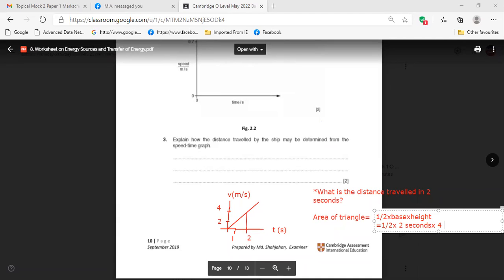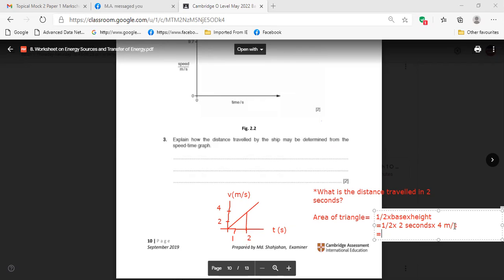So the answer is 4. Okay, wait. 4, then meter per second, right? Yes, sir. 4 only, it's not complete. You should say the unit also. You see here, seconds and second. This can be cut, right?